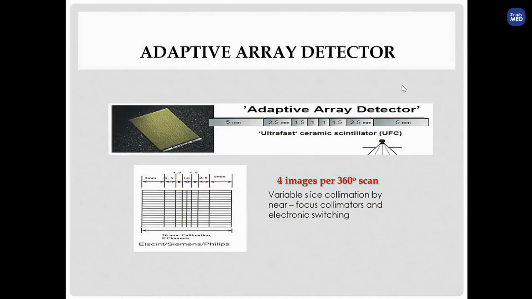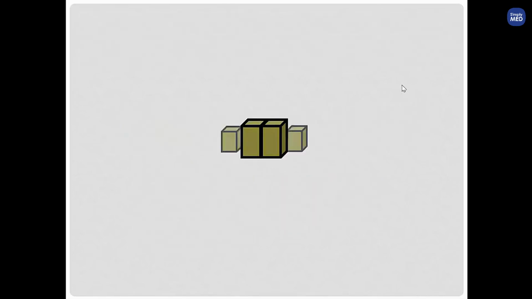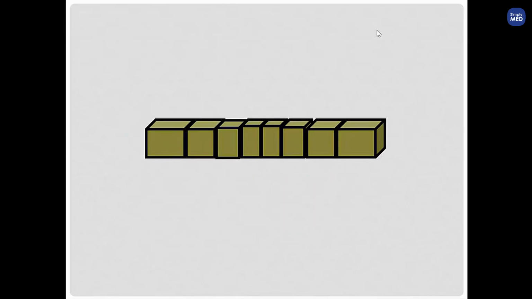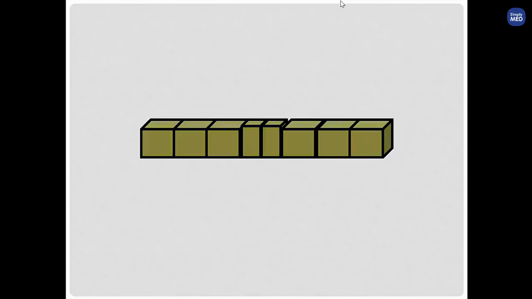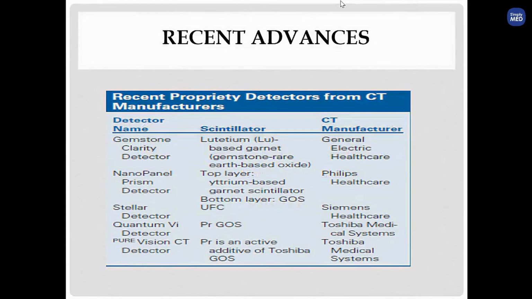Going to the adaptive array detector, in this there will be variable size collimation, near focus collimation, and electron switching. I will show you the image. This will be your adaptive array detector. In the center part it will be 1 mm, then 1.5 mm, 2.5 mm. So in the center it will be less, then towards the side the size of the detector element will be more. That is adaptive array. Then we have hybrid detector, where basically the center will be 1 mm and the side will be 2 mm. That is hybrid detector.